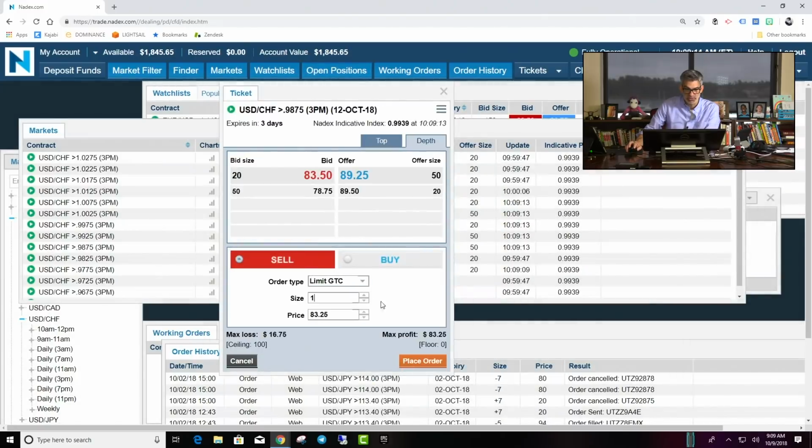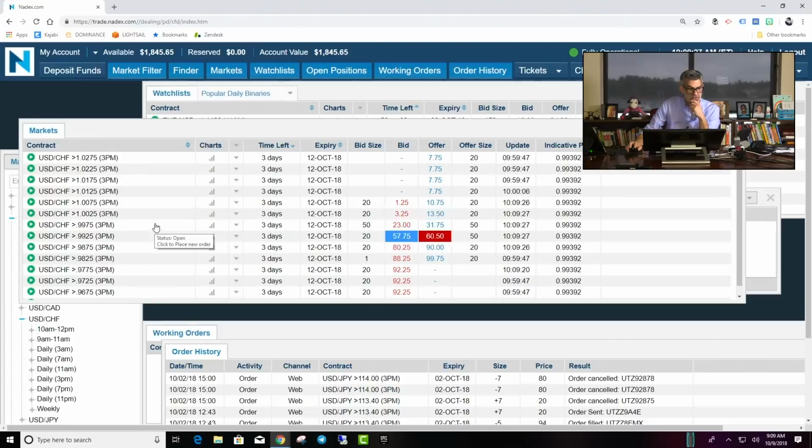That might be reasonably inexpensive. Risk 16 to make 83. Risk 33 to make 166. Risk 50 to make 249. Risk 67 to make 333. Seems reasonably awesome.